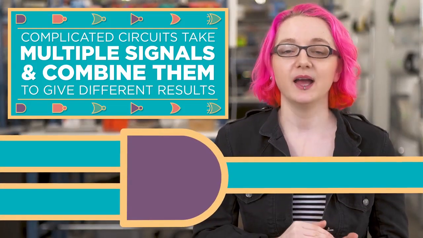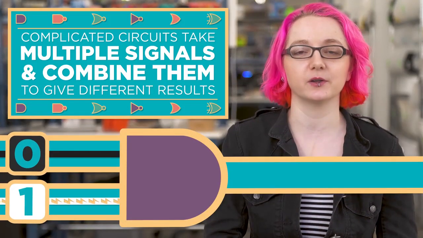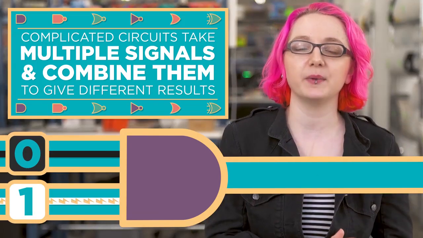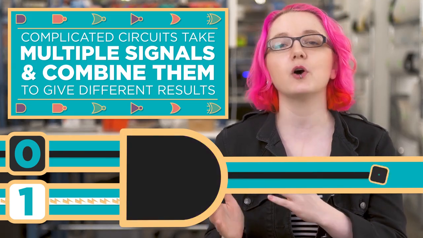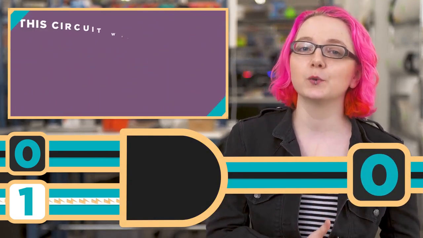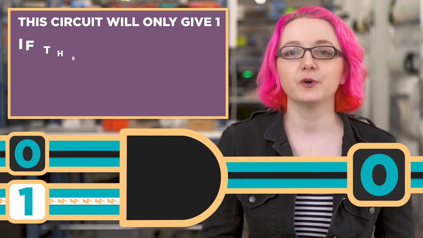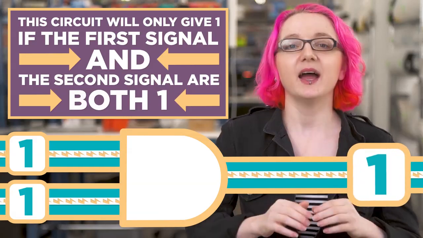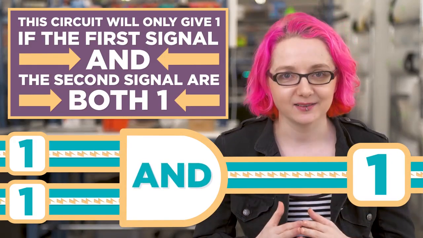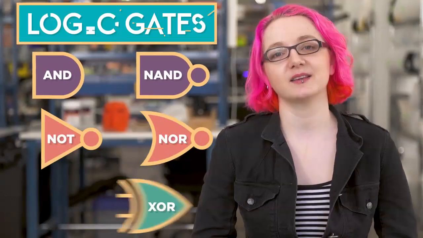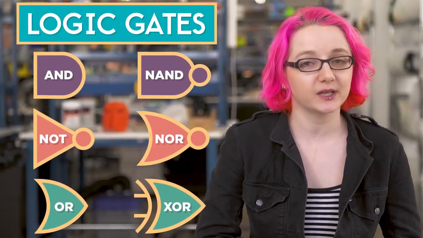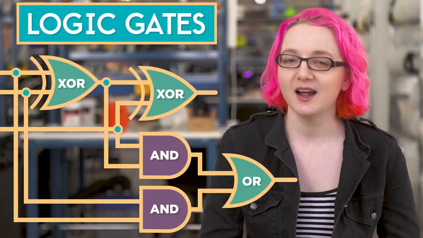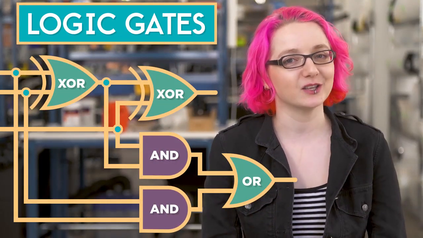More complicated circuits can take multiple signals and combine them and give you a different result. In this example, a circuit will take 2 electrical signals. Now, each one might be a 1 or a 0. If either of the signals coming in is a 0, then the result is also a 0. This circuit will only give you a 1 if the first signal and the second signal are both a 1, and so we call the circuit AND. There are many small circuits like this that perform simple logical calculations. By connecting these circuits together, we can make more complex circuits that perform more complex calculations.